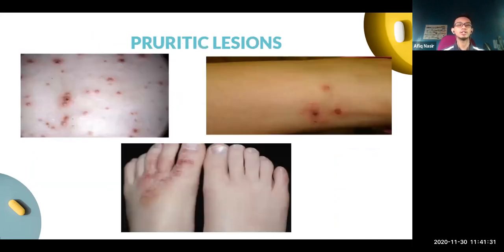Next is the pruritic lesions. So the left picture here is the vesicles of the varicella, chickenpox. Usually the rashes, the vesicles, are quite diffuse, unlike in HFMD, where the exanthems only exist on the hands and the feet. So the vesicles are pruritic lesions.